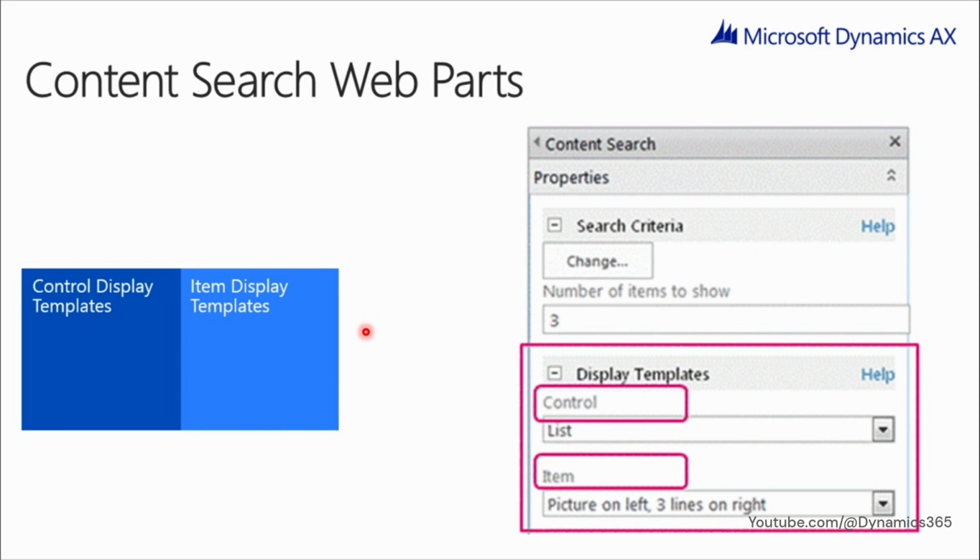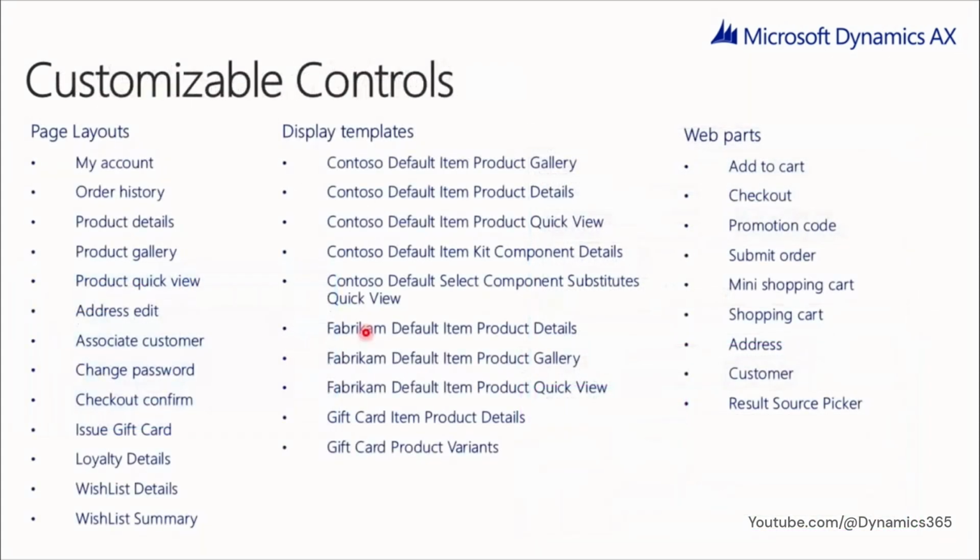Out of the box, reusable web parts with Storefront are made available with the product. Here there are already a few display templates associated with commerce runtime services, and a few web parts like product gallery and product details are already bound to the search index. Moving on to the next slide, these are some of the customizable controls which are by default available with the out of the box storefront.